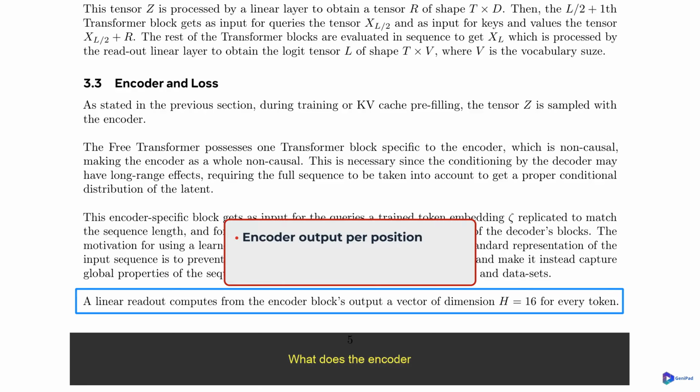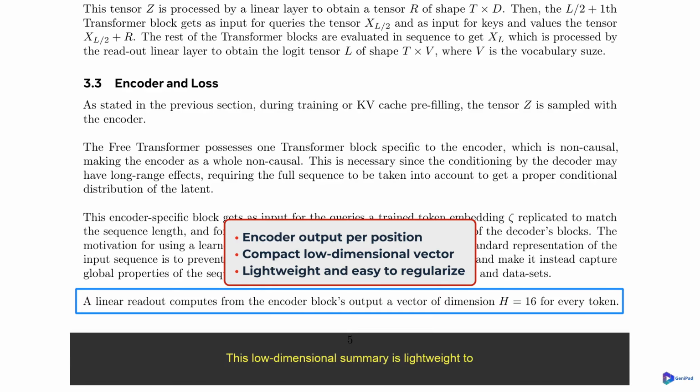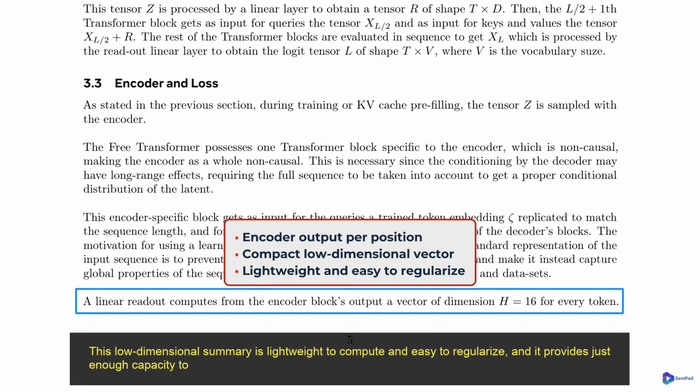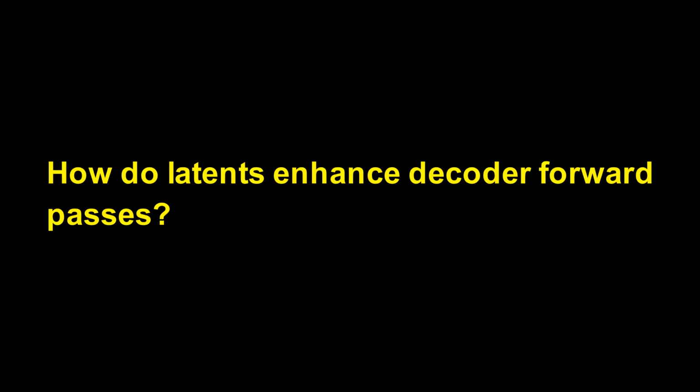What does the encoder produce for each position? A compact vector of small dimension, here 16. This low-dimensional summary is lightweight to compute and easy to regularize, and it provides just enough capacity to parameterize how categorical latent choices should be made downstream.